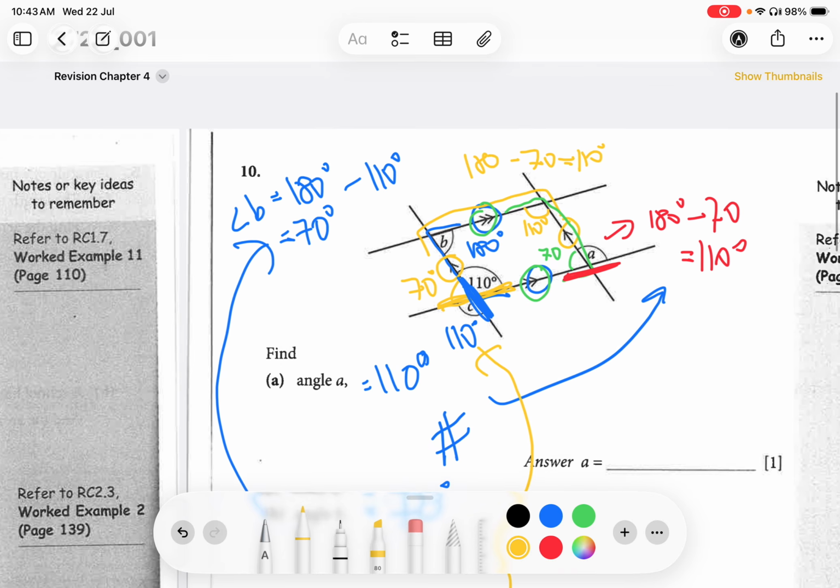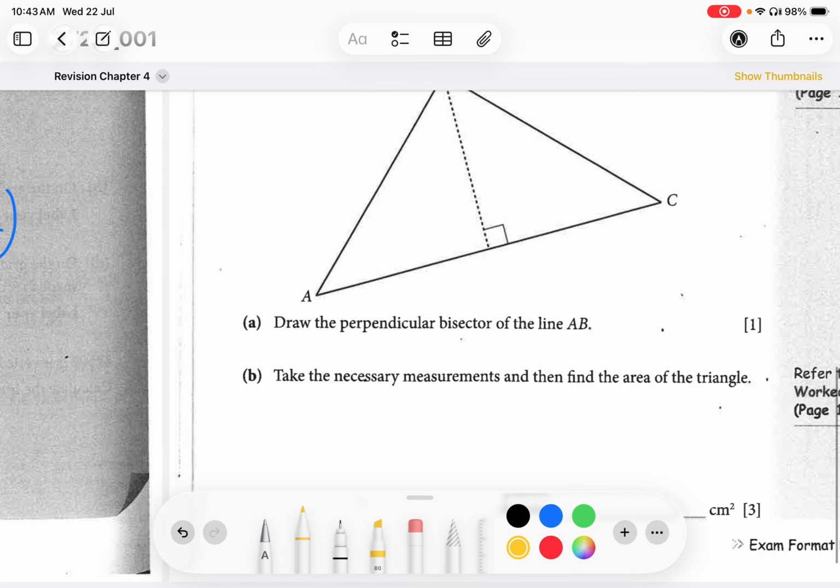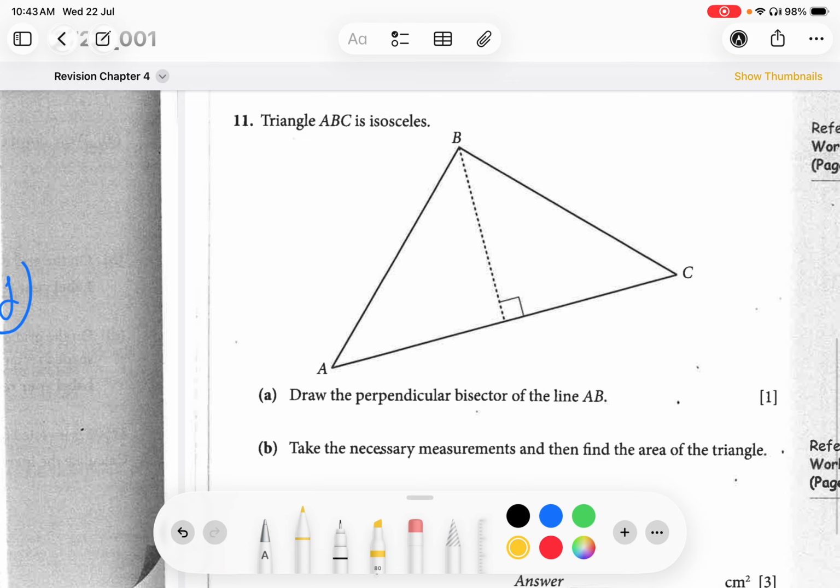Okay, for this kind of question, focus on the diagram, then you can answer all the questions later. Okay, for this part, the next one. I cannot show you how to draw it here, but I roughly give you an estimation. Draw the perpendicular bisector of the line AB. You take the arc from one sharp point, you draw an arc here. From another sharp point, you draw the arc here. Then the line that you draw is the perpendicular bisector.